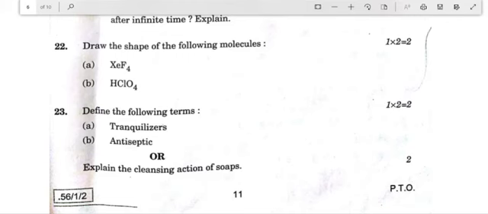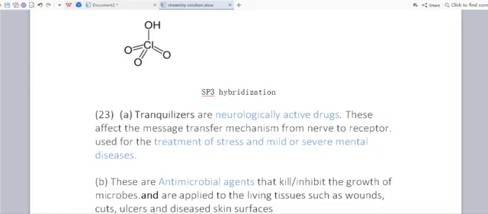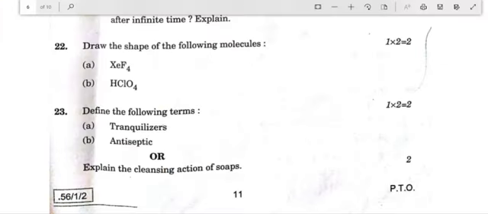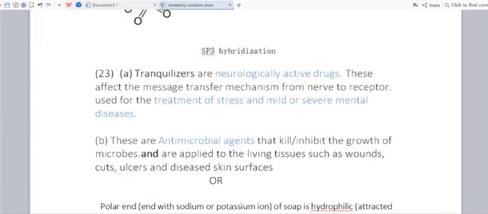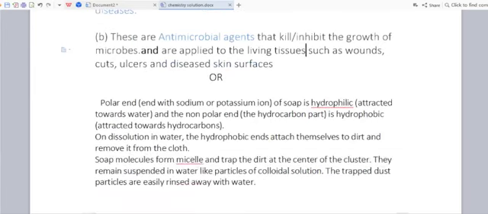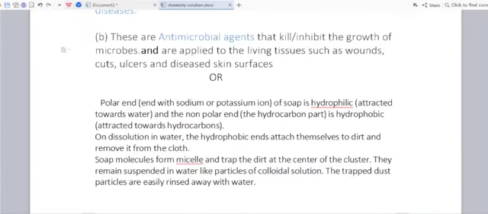Define the following terms: tranquilizers and antiseptics. Tranquilizers are neurologically active drugs which are used for treatment of stress and mild to severe mental disease. Then antiseptics are antimicrobial agents which can be applied on living tissues as well. So yes, we can use this definition. In the OR part, we have to explain the cleansing action of soap. Here you can read the stuff, you can pause and take notes.